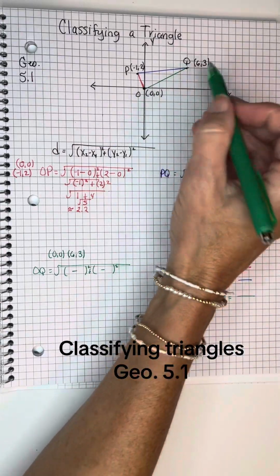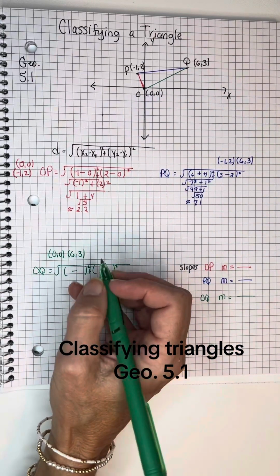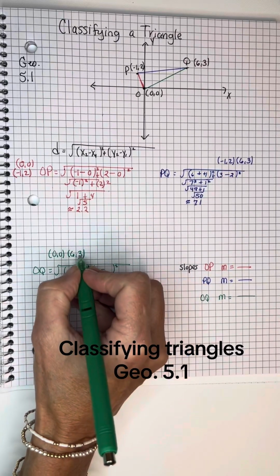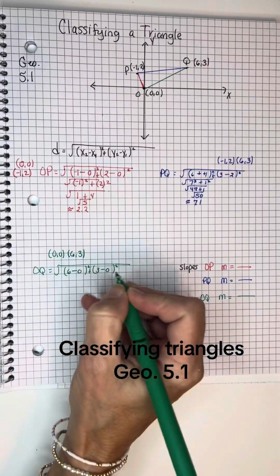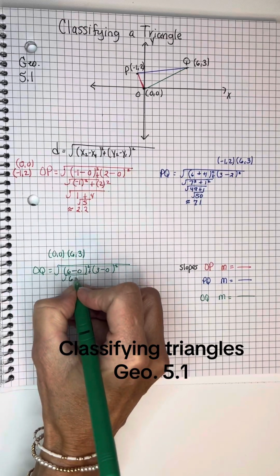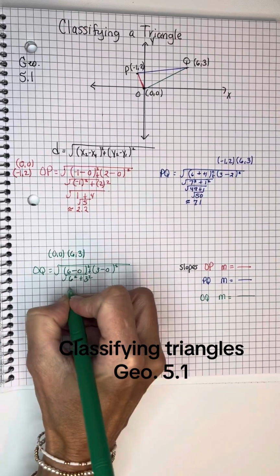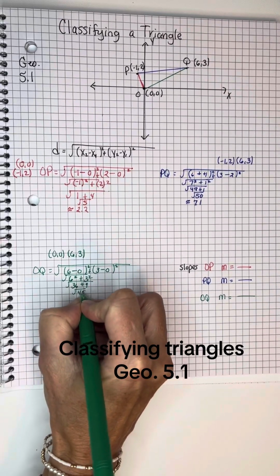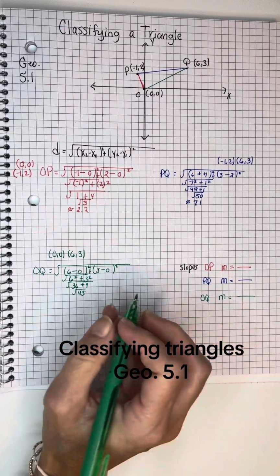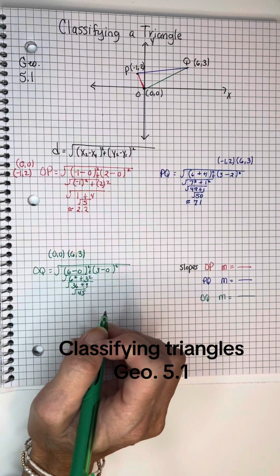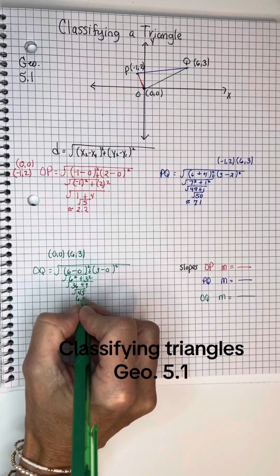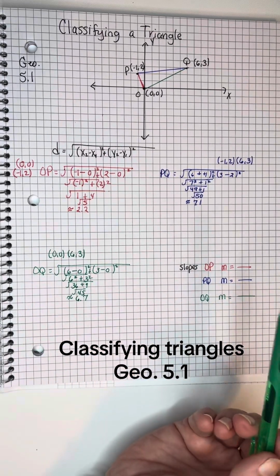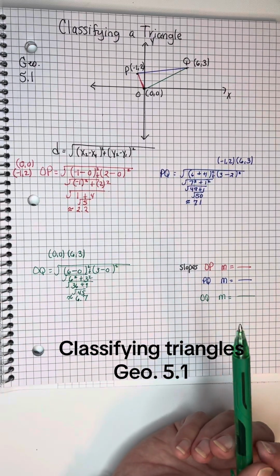And then for the green one here, we have x2 and x1, which is 6 and 0, and y2 and y1, which is 3 and 0. So I have the square root of 6 squared plus 3 squared, which is 36 plus 9, which is the square root of 45. If you put that into the calculator, you're going to get approximately 6.7, rounded off to the nearest tenth.